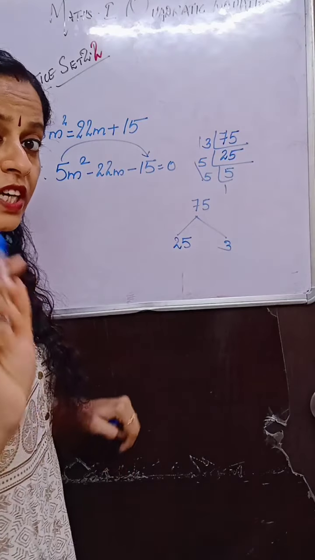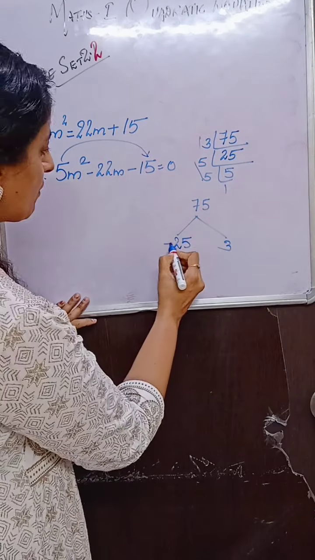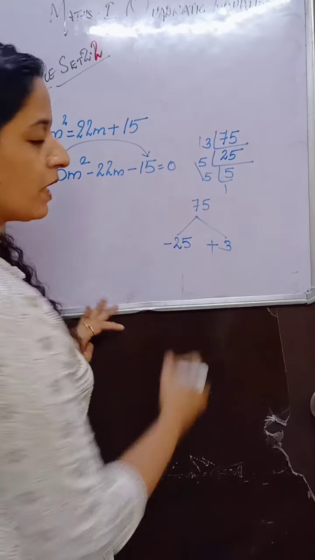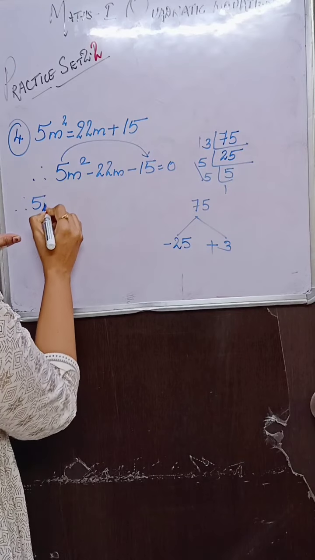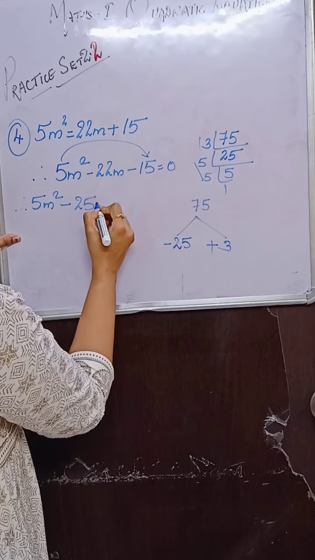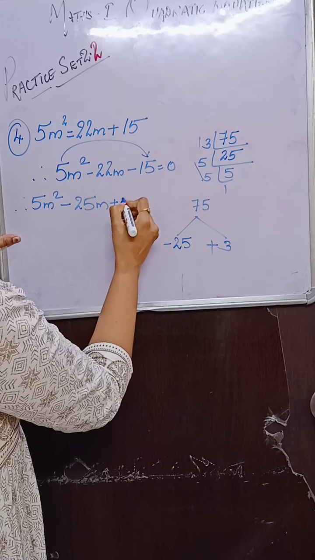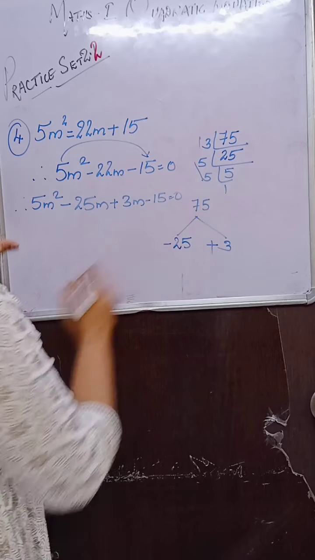Next we have to put the sign. Minus sign is on to the middle term. So greater number will get minus and this will be plus. Put it here. First term as it is. Minus 25. Here the variable is m. Plus 3m minus 15 equal to 0.